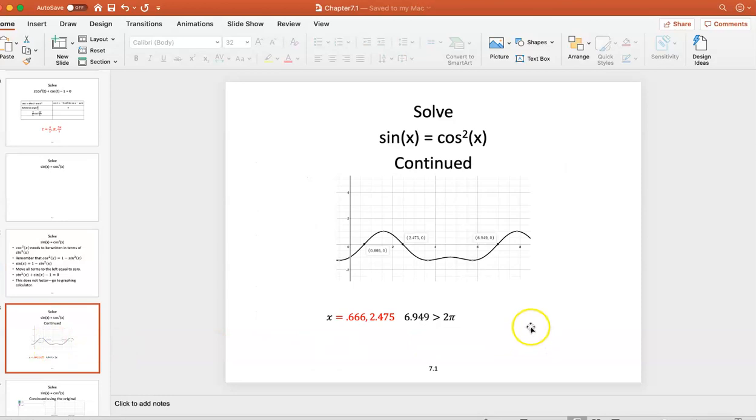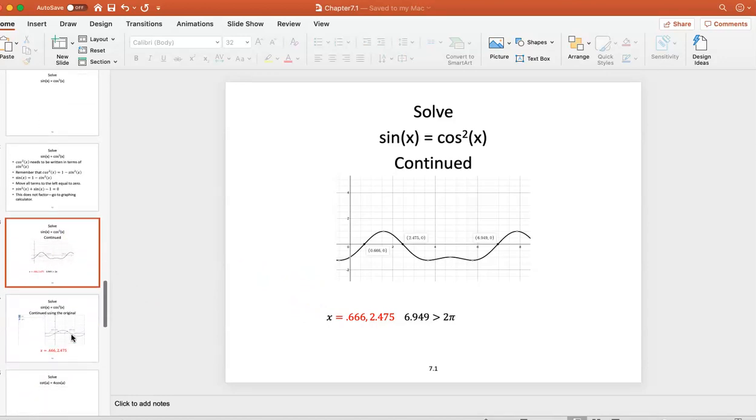All right, so let's look at the calculator. What has been put in here is sine squared plus sine x minus 1. And you want to find the areas in which this is between 0 and 2 pi. 2 pi is a little more than 6. It's not this far over. So this is one solution, 0.66. The other one is 2.475. So those are the 2 solutions.